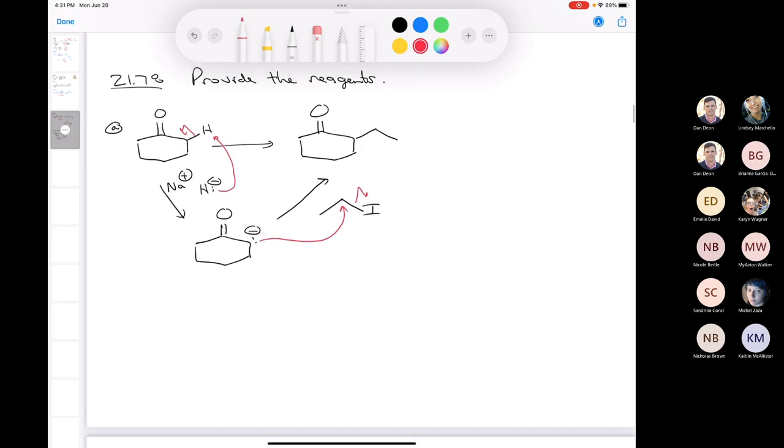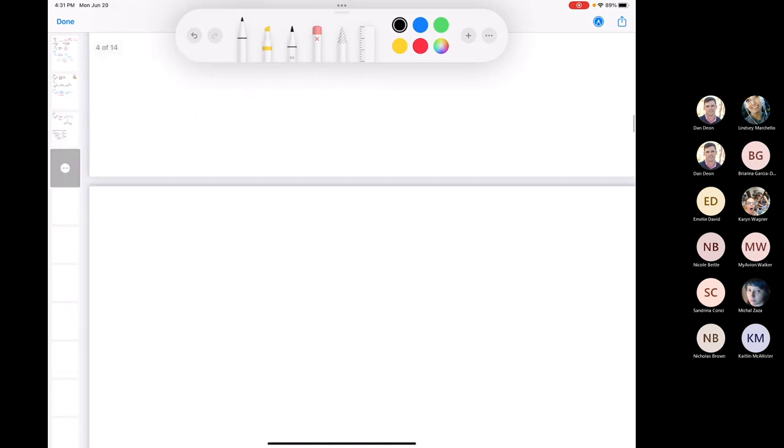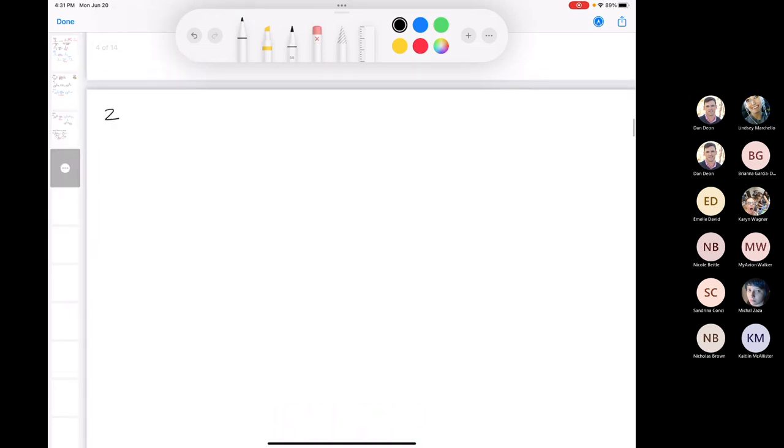Now, the next one is a little more interesting because we want to start with our cyclohexanone. I'll have to go to a new slide or a new page here. So this is 21.78B. What if we want to take the cyclohexanone and make an alkylation in the 3 position? So let's see here. They have a 3-ethyl, so a 3-ethyl cyclohexanone.